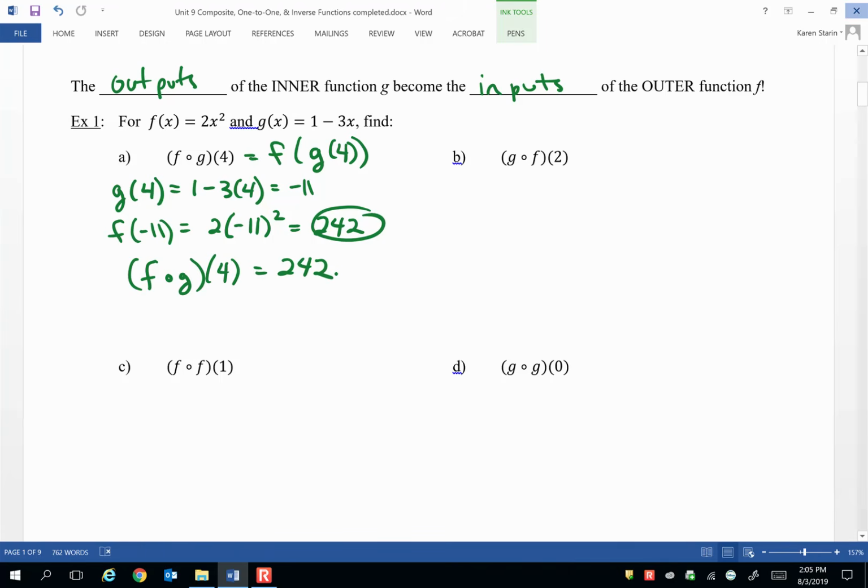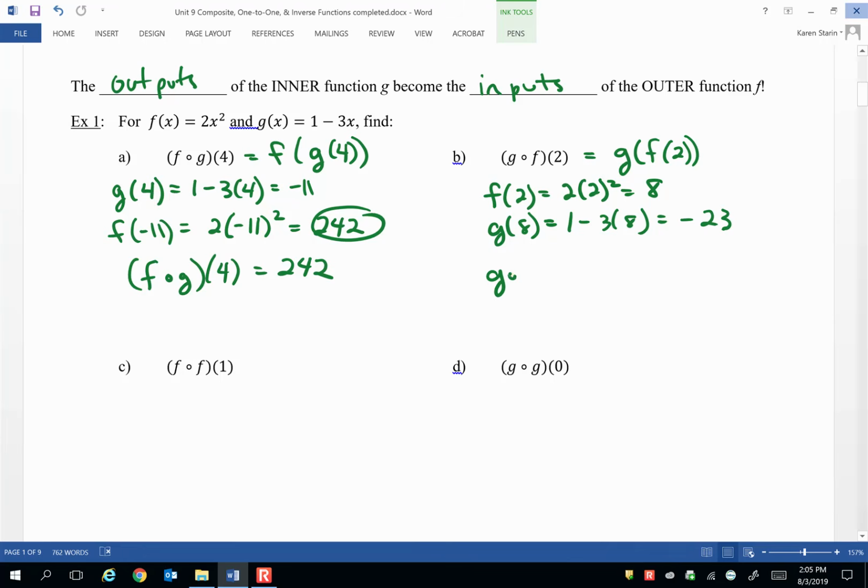Part B, g composed with f of 2. So in function notation, we need to first find f of 2 and then feed that output into g. So f of 2 is 2 times 2 squared, so that would be 8. g of 8 is 1 minus 3 times 8, so 1 minus 24 is negative 23. So g composed with f of 2 equals negative 23.